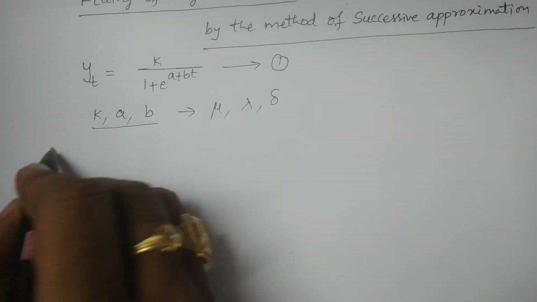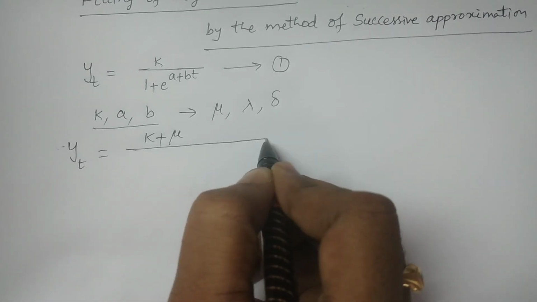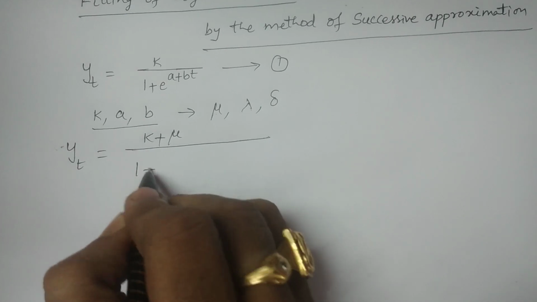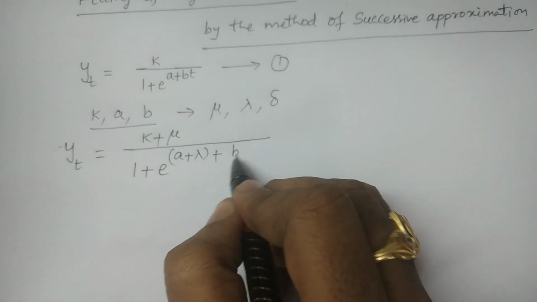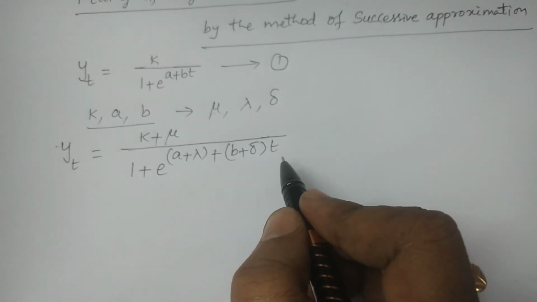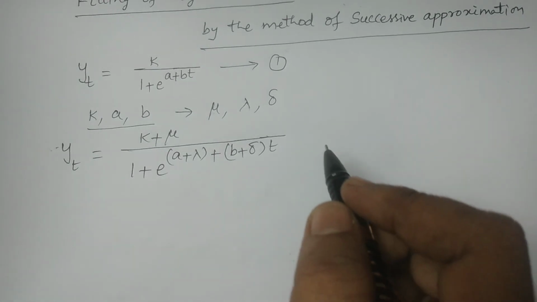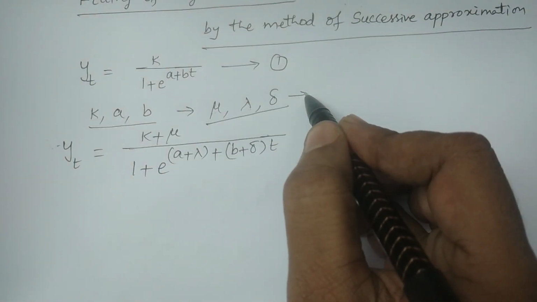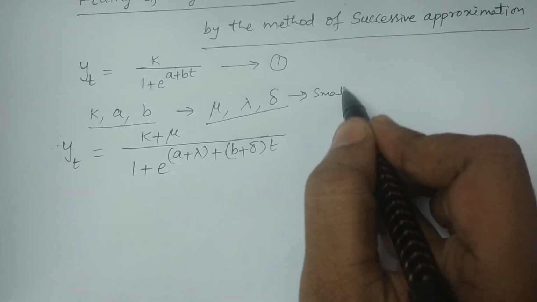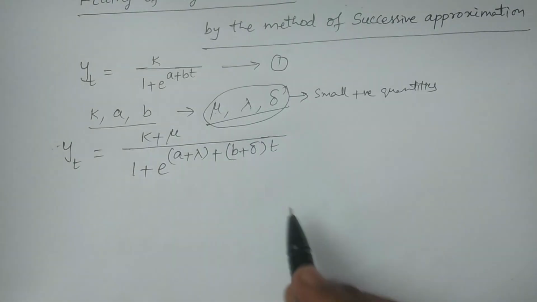Then what is our equation? I write therefore yt is equivalent to k plus mu, this is the correction for k, divided by 1 plus e power a plus lambda plus b plus delta into t. After the first correction, this is the value yt of the time series variable. Now I consider mu, lambda and delta to be values approximately equal to 0, tending to 0, small positive quantities.